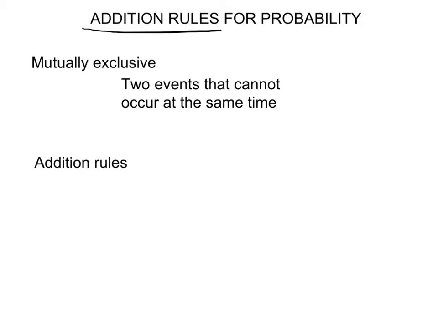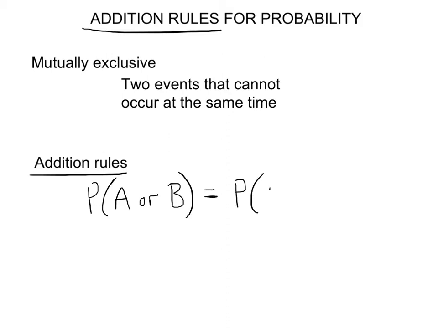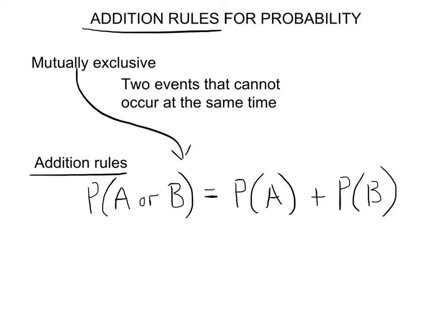When it comes to that idea of mutually exclusive, we're going to have 2 different rules of addition. The first rule, and we'll talk about this addition rule, we're talking about the probability of A or the probability of B. All you're simply going to do is add the probability of A occurring and the probability of B occurring. This would be your formula if you have mutually exclusive events.